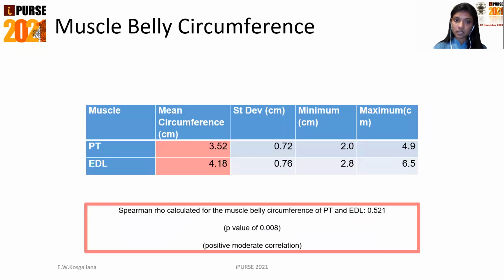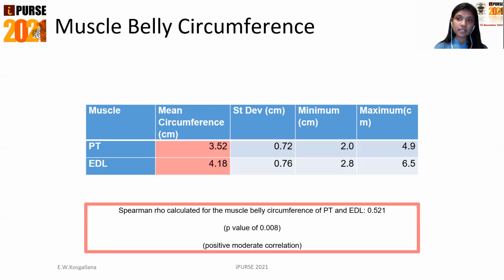The muscle belly circumference of Peroneus Tertius was 3.52 centimeters, and that of Extensor Digitorum Longus was 4.18 centimeters. Spearman rho was calculated for the muscle belly circumferences of PT and EDL, which showed a positive moderate correlation. That is, as the size of EDL increased, the size of PT increased along with it.